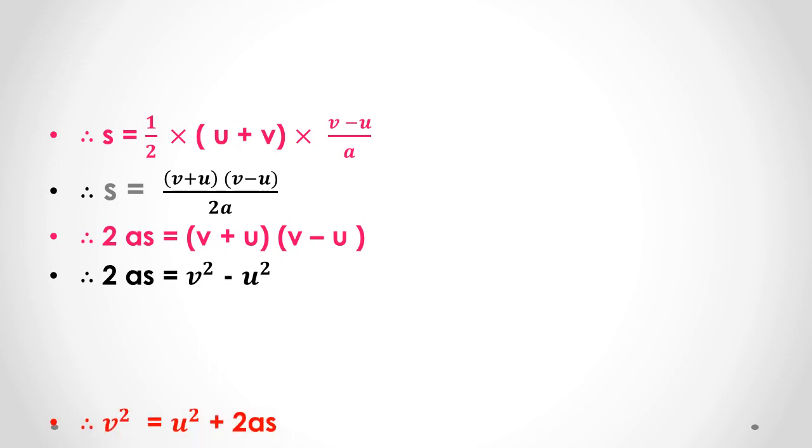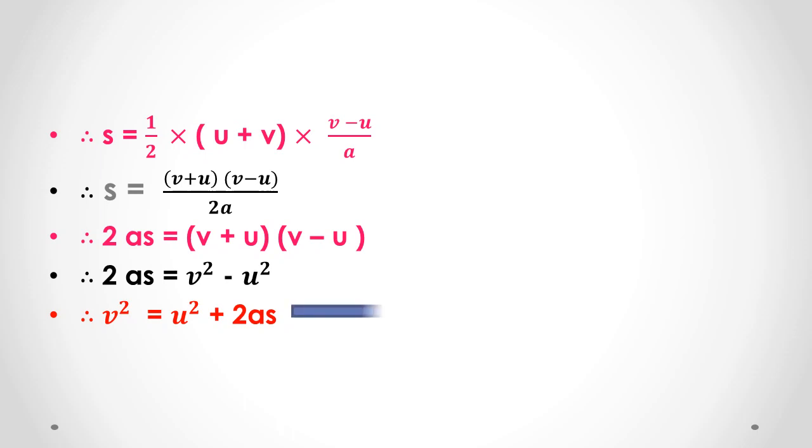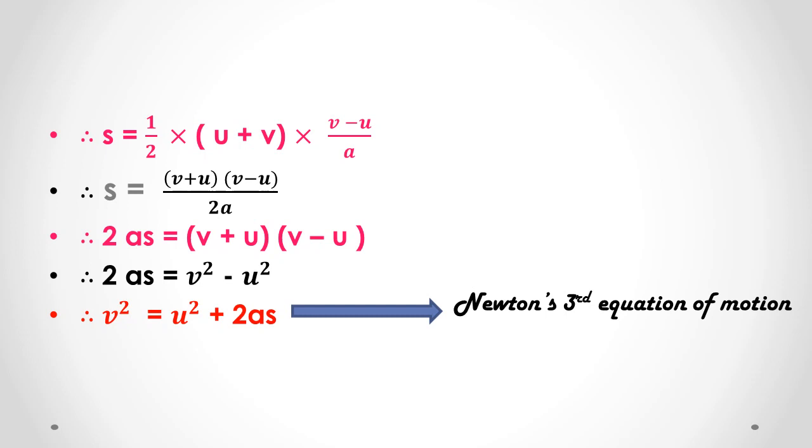In the last step we are rearranging some terms. If you notice, U square is in minus, so after going to the LHS it becomes positive, and our final equation becomes V square equals U square plus 2AS. And students, this is our Newton's third equation of motion. I hope you have understood all three of Newton's equations of motion very clearly.